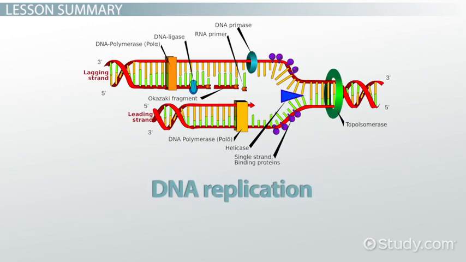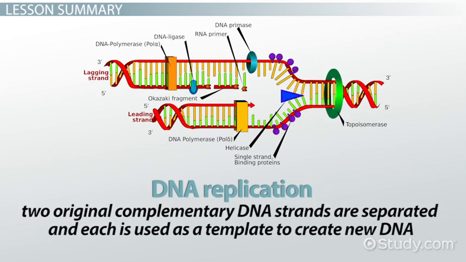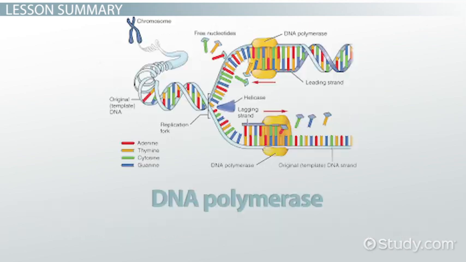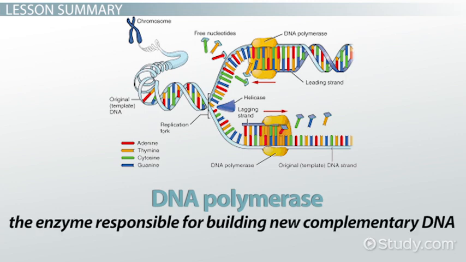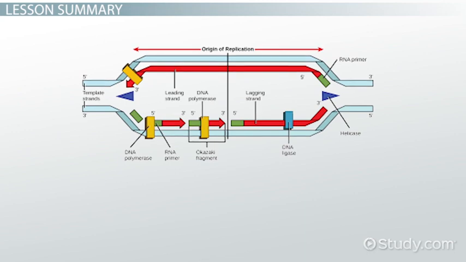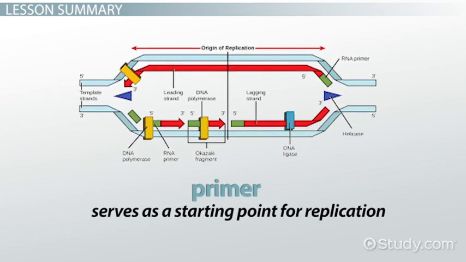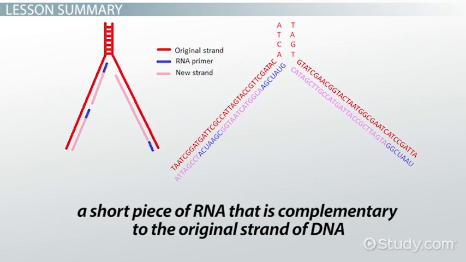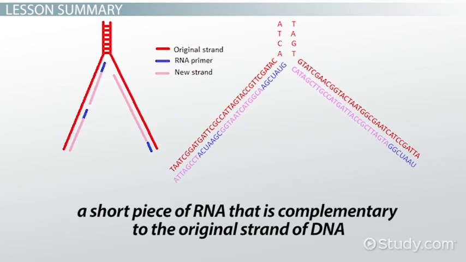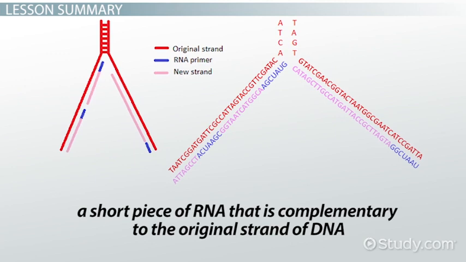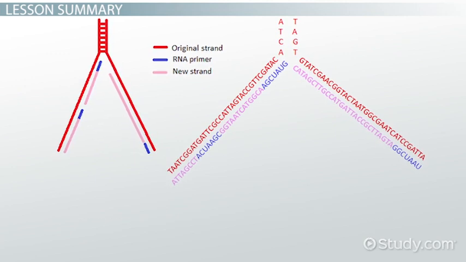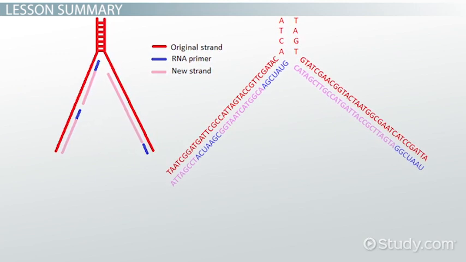During DNA replication, two original complementary DNA strands are separated and each is used as a template to create new DNA. DNA polymerase is the enzyme responsible for building new complementary DNA. However, it requires the presence of an RNA primer, which serves as a starting point for replication. Each primer is a short piece of RNA that is complementary to the original strand of DNA. Without a primer, DNA polymerase cannot copy the DNA.